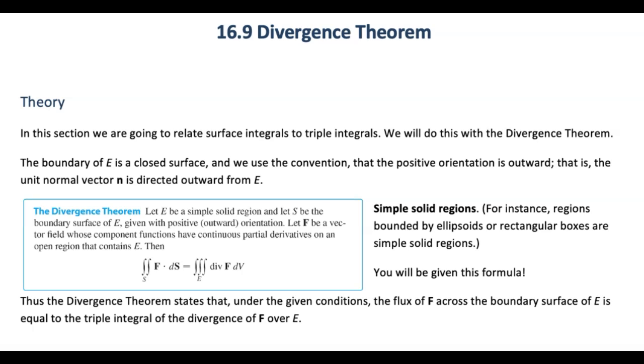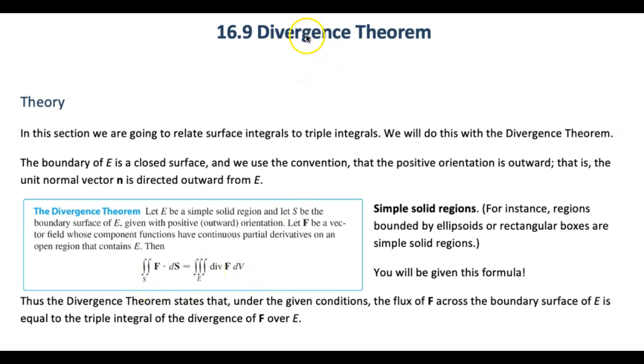Section 16.9, the Divergence Theorem. So in this section, now we're relating surface integrals to triple integrals. We know that surface integrals are just double integrals. Previously we've been relating a line integral, which is just a single integral, to that double surface integral. But now we're going from 1 to 2 integrals to 2 to 3 integrals.